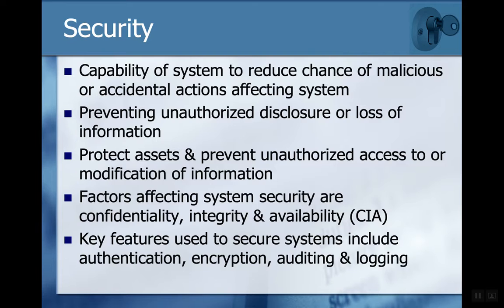Security is the capability of the system to reduce chances of malicious or accidental acts affecting it, the resilience and ability to prevent unauthorized disclosure or loss of information. As we've talked about in the past, the three foundational concepts we focus on is what we call the CIA triad: confidentiality, integrity, and availability. The security attribute is a measurement of the ability of the software to preserve confidentiality, integrity, and availability. There are a bunch of different techniques, such as authorization, authentication, encryption, auditing, and logging, that make up what we consider the security attributes of software.